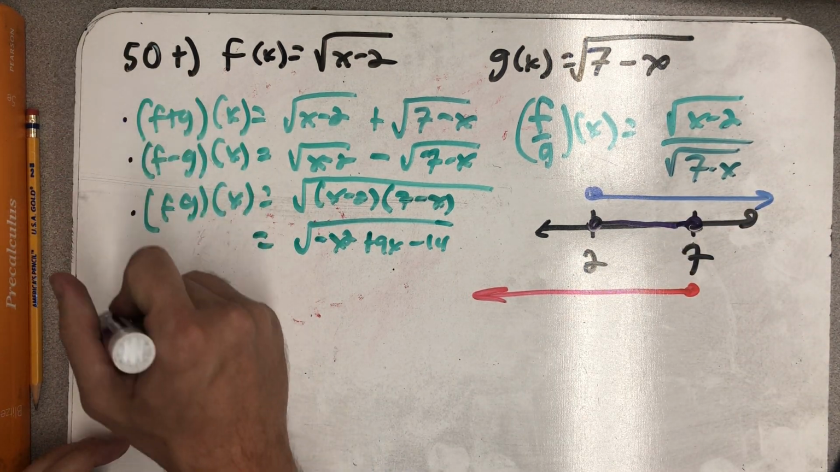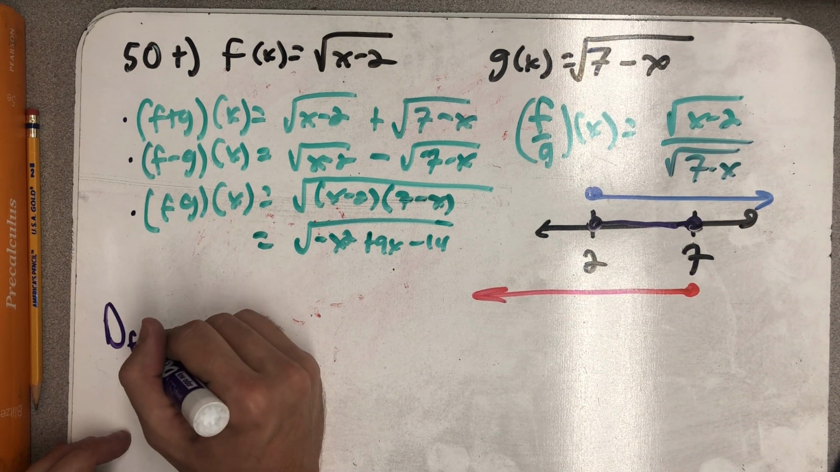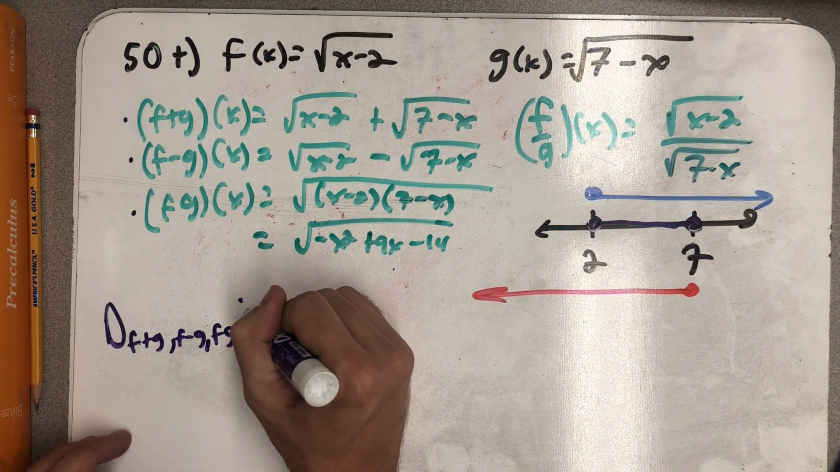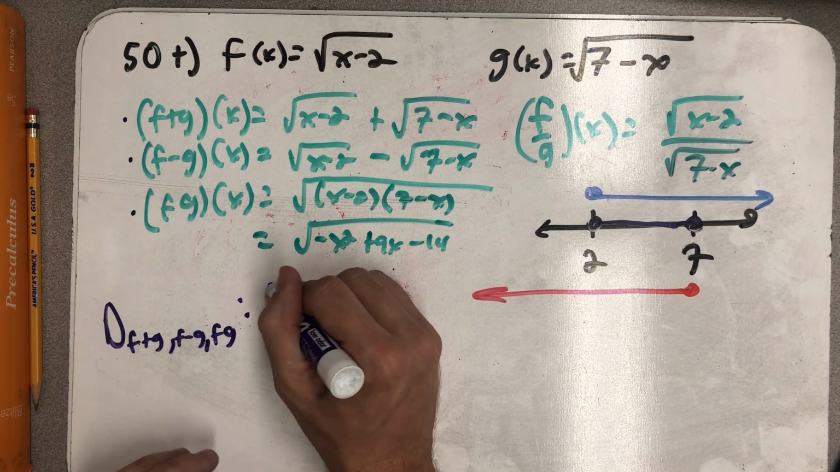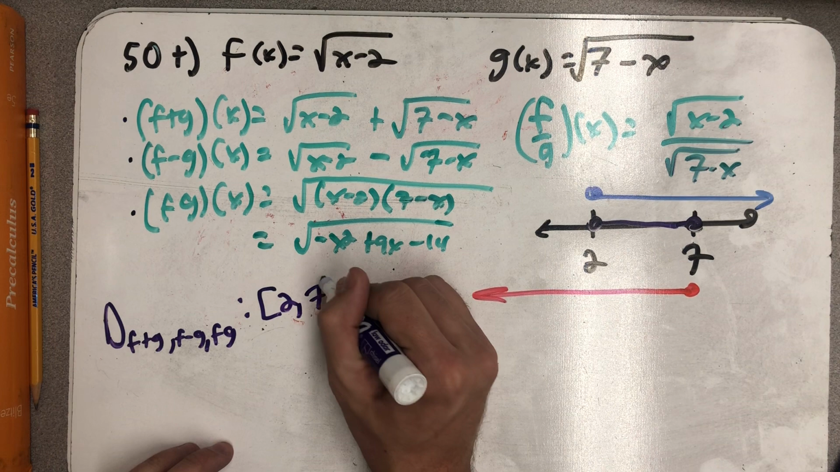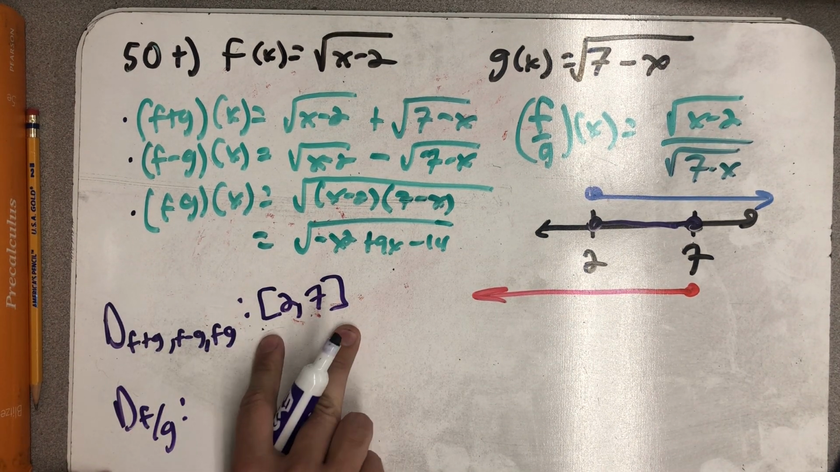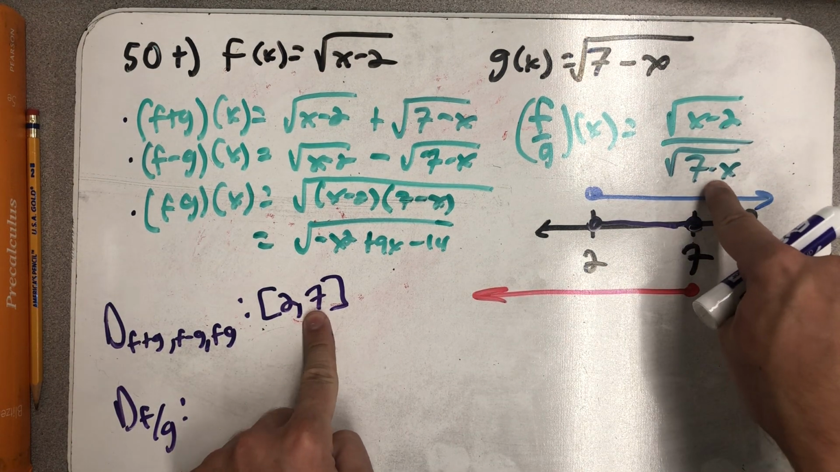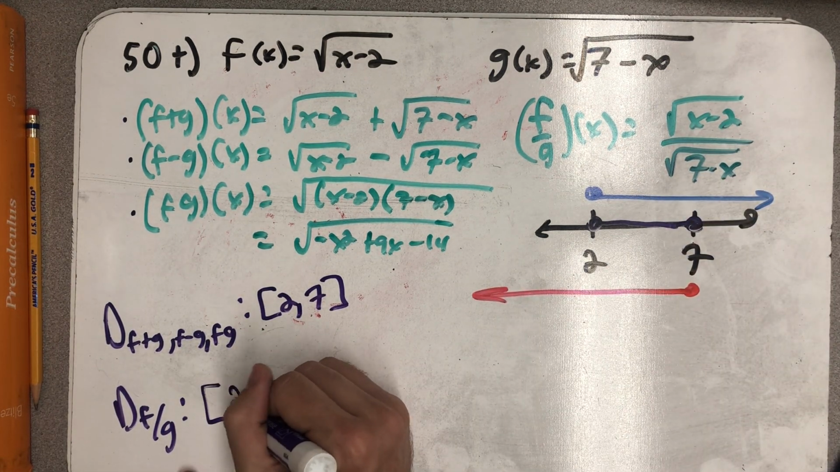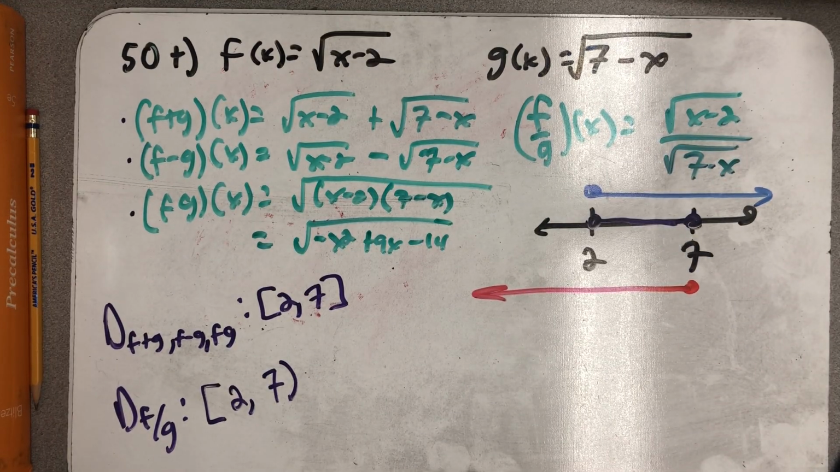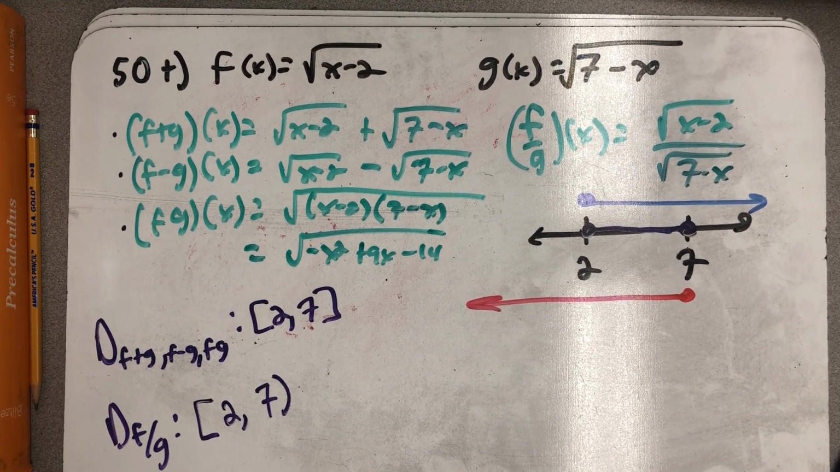So these first three functions have the same domain. And it is the values from 2 to 7. And if I want to write down the domain of f over g, I start with that. But then I realize if I plug 7 in, I get 0 on the bottom. So I just get 2 to 7, not including 7. And there's three problems all dealing with square roots. I really like this one here, 50 plus. Not in the textbook, but just a problem I thought would be helpful.